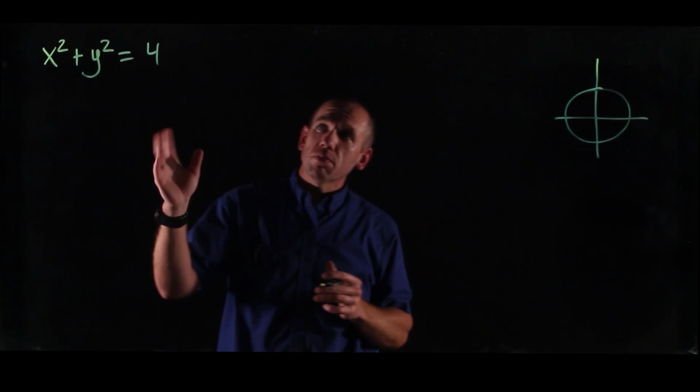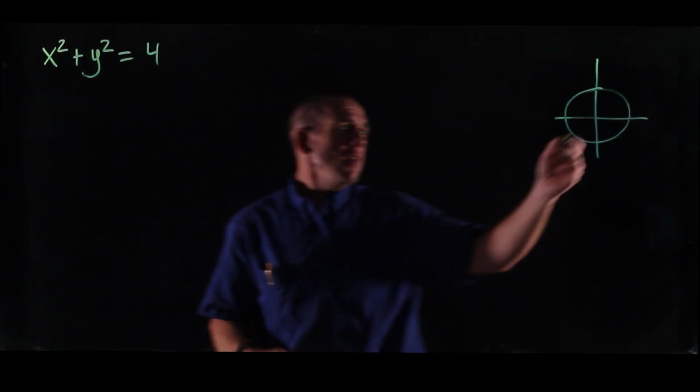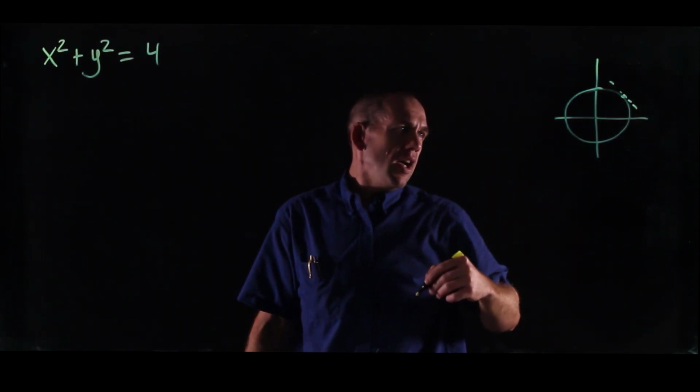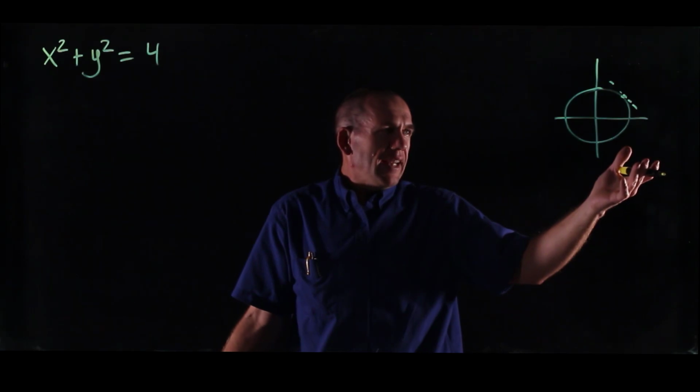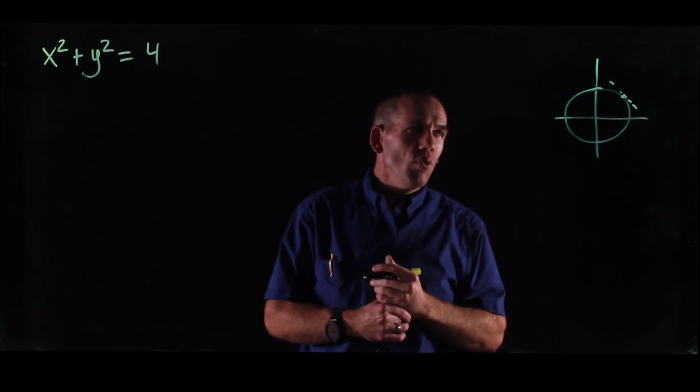And so I said function, but it's not actually a function. It doesn't pass the vertical line test. And let's say we wanted to know the slope of the tangent line to that circle right there. How can we find that? What would we be able to do in order to find the slope of the tangent line at that point?